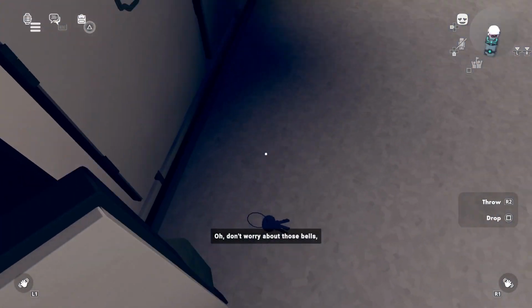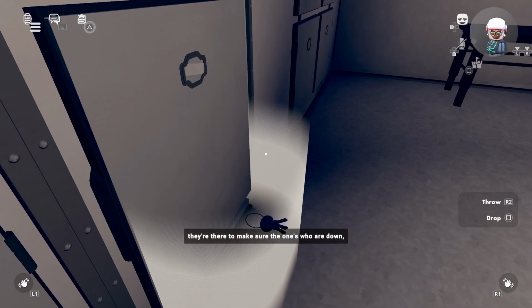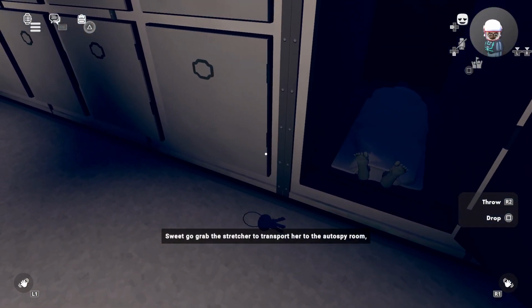Oh, don't worry about those bells. They're there to make sure the ones who are down stay down. We wouldn't want a dead man walking now, would we?